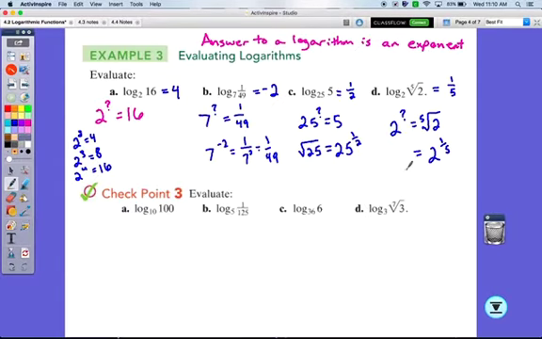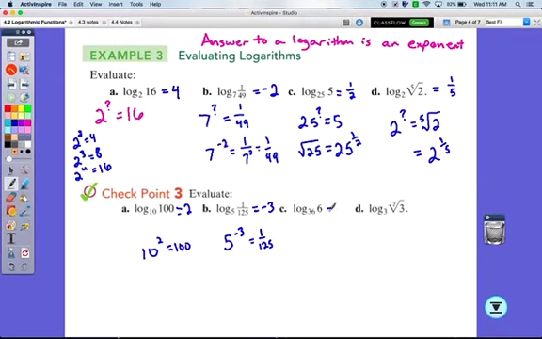All right, now these are a little more difficult. Pause it, and then we'll look at the answers to the checkpoint. The answer to A is going to be 2, because I know 10 to the 2nd power is equal to 100. For B, my answer is going to be negative 3, because 5 times 5 is 25, times another 5 is 125, and since 125 is on the bottom of a fraction, I have to put a negative up there.